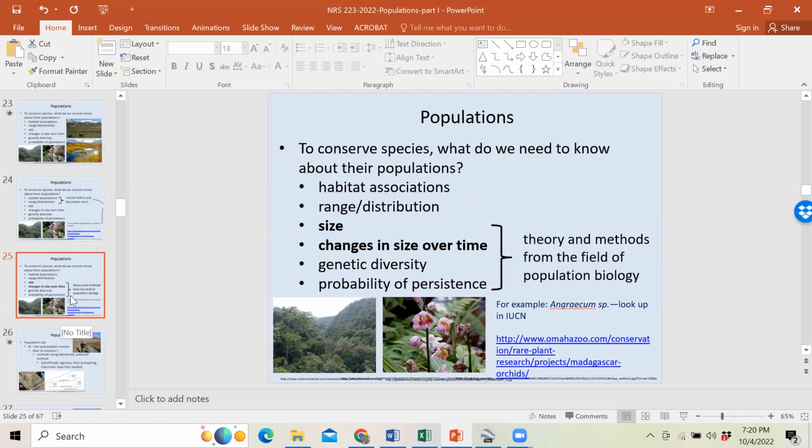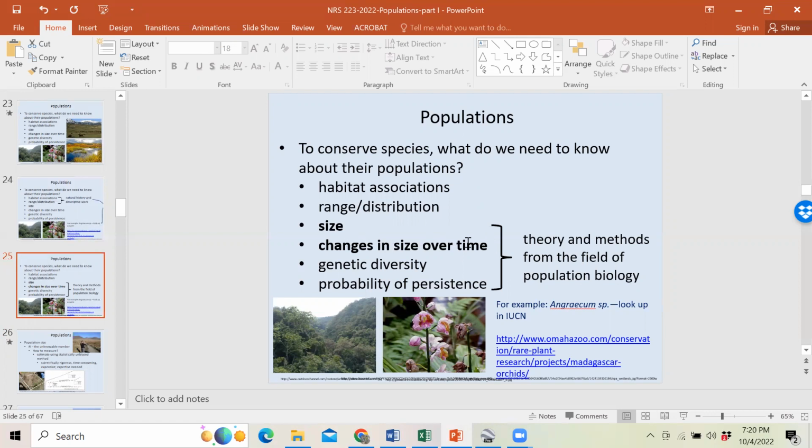As far as estimating size and changes in size over time, this is more the field of population biology. So NRS 305, if you take that class, we get into that. The methodologies really come from the field of population biology and ecology. And so this is more what most people think of as science. You're using scientific methods.